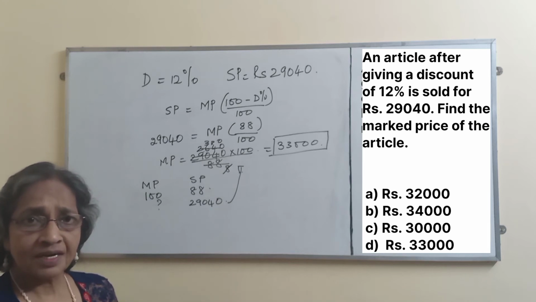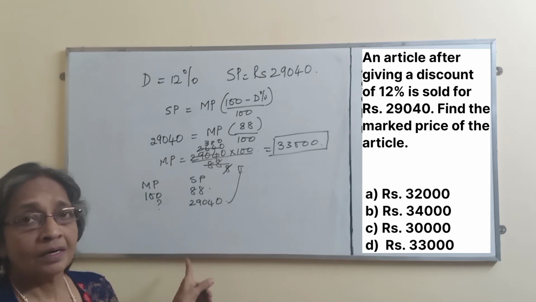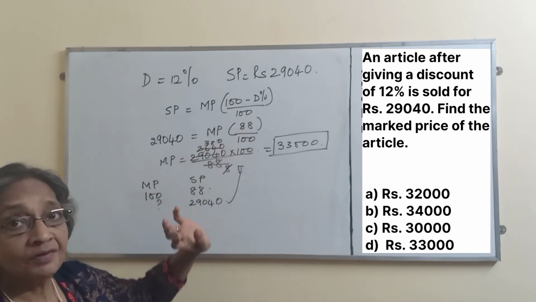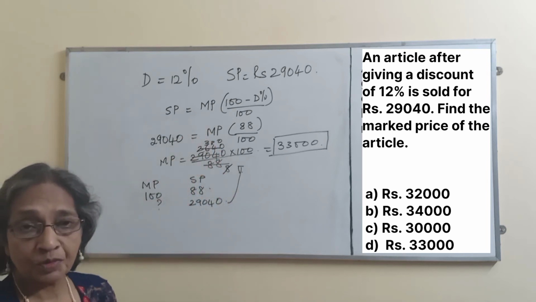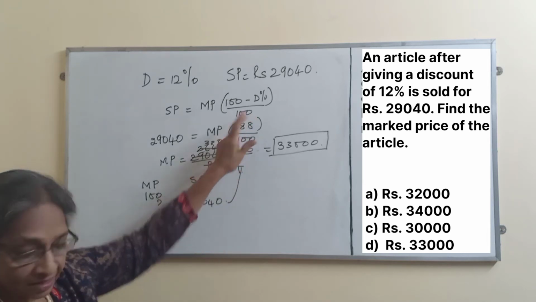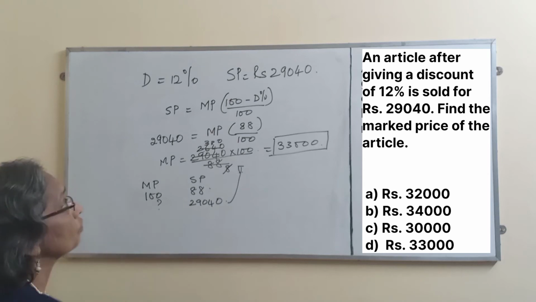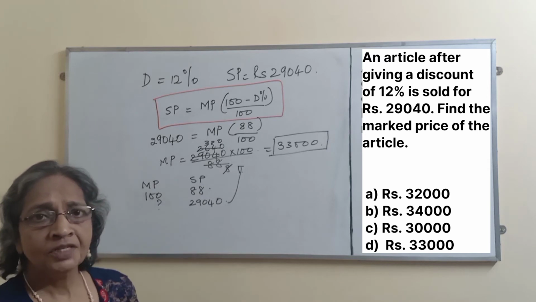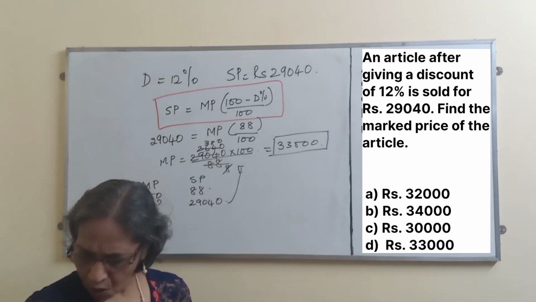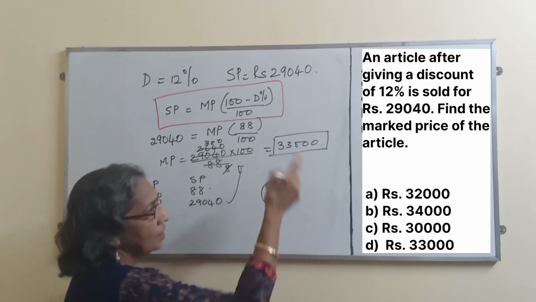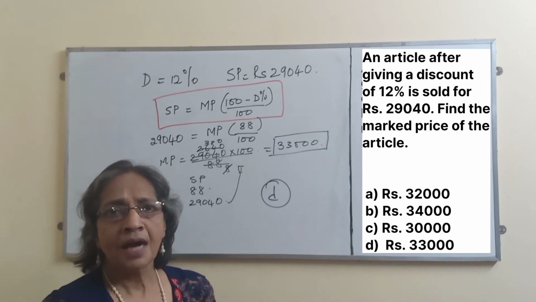Now the two types of sums that I have taken. In the earlier one, we were given the marked price and we found the selling price. In this sum, we are given the selling price and we are finding the marked price. Now I've shown you 2-3 methods. You can do it in any method. This is a formula that you can use directly also. Alright. Now if you look at your options, our correct option is the D one. Okay. Now we go on to the next sum.